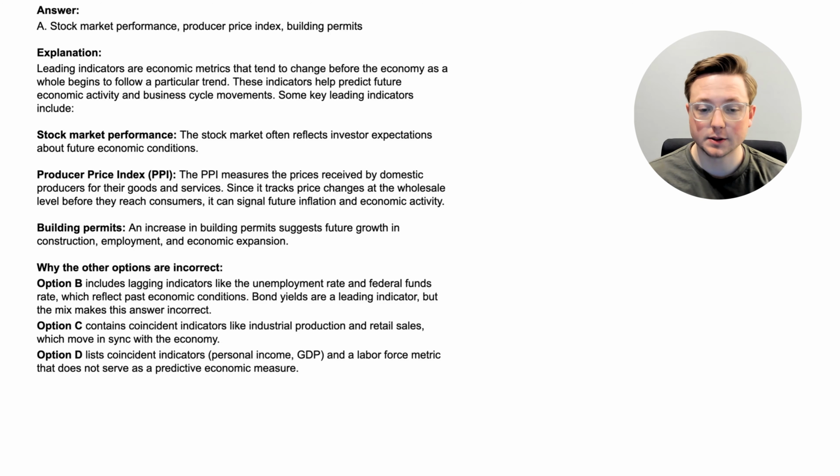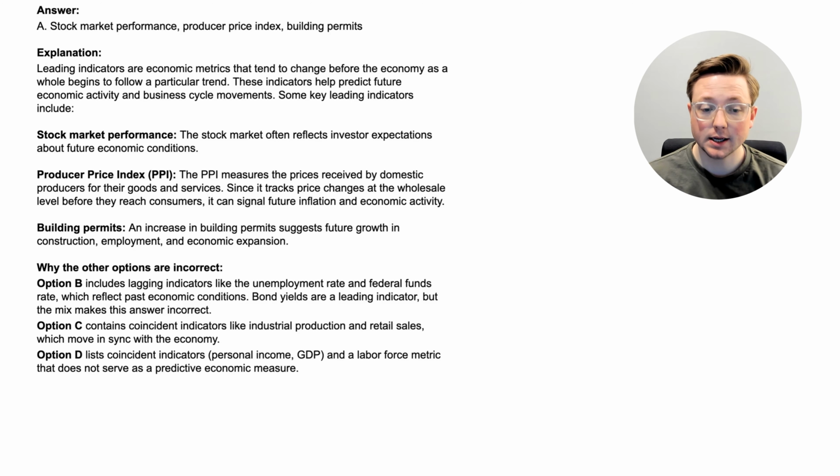Now let's talk about the other options and why they're incorrect. Option B includes lagging indicators like the unemployment rate and federal funds rate, which reflect past economic conditions. We'll talk a little bit more about those in the next few questions, so don't worry. Bond yields are a leading indicator. That was correct, but the mix makes this answer incorrect. So bond yields is another leading indicator. That's something you need to remember, but that wasn't the correct option because the correct option had only leading indicators.